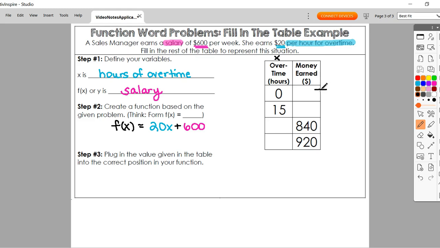So that's how we solve the first one here. First one here is going to be f of 0, since that's what I'm given, equaling again 20 times 0 plus 600. We're going to go ahead and do the multiplication first, our PEMDAS GEMDAS, to get 0 plus 600. And f of 0 is now equal to 600. So that's what we're going to fill into our table here.